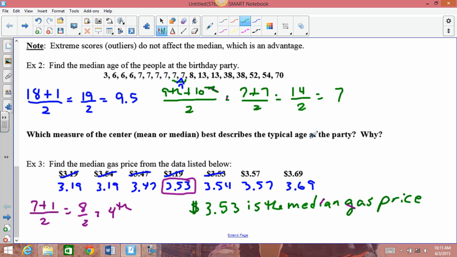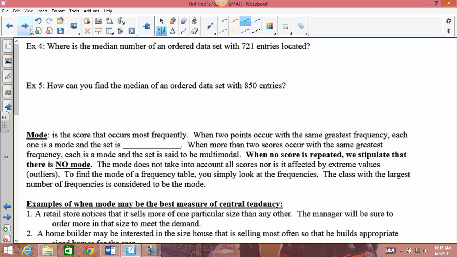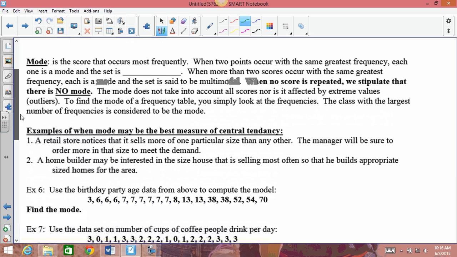Okay, flip on over to the next page. I'll let you try example 4 and number 5. I'll scoot on down to mode.